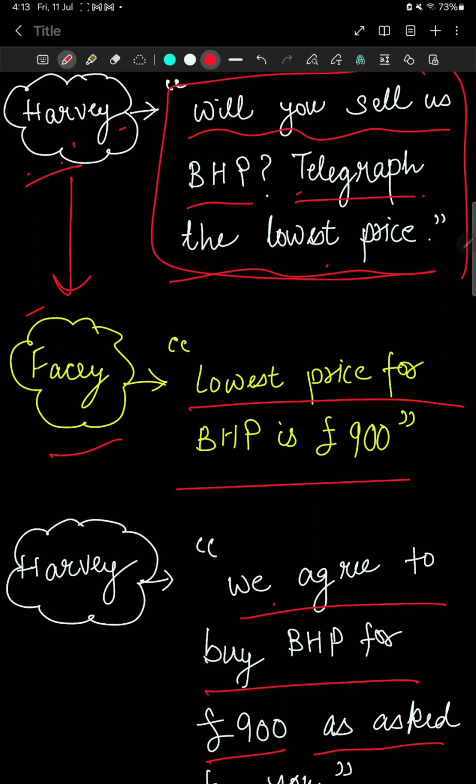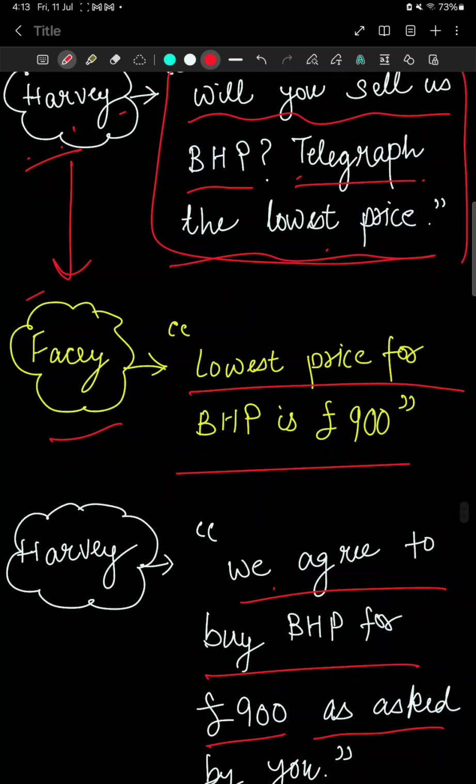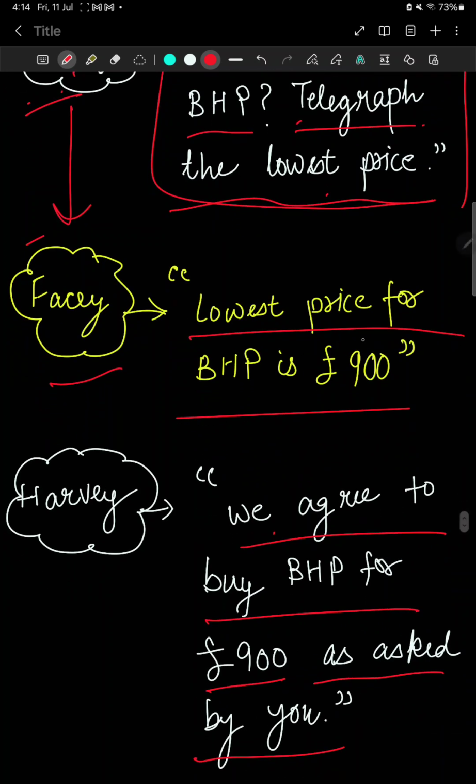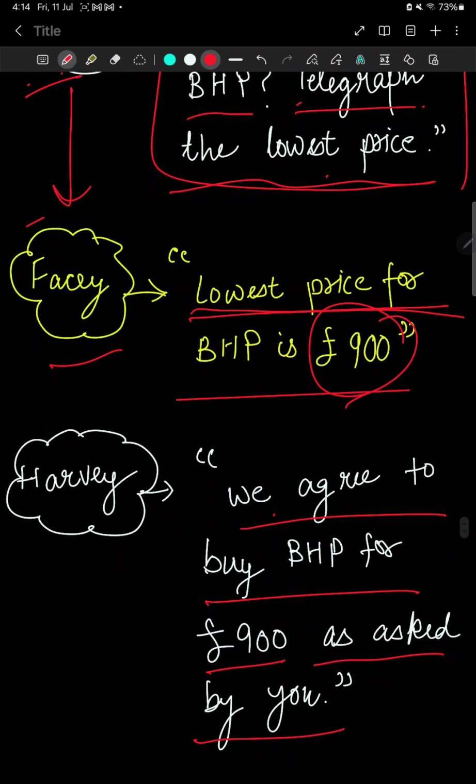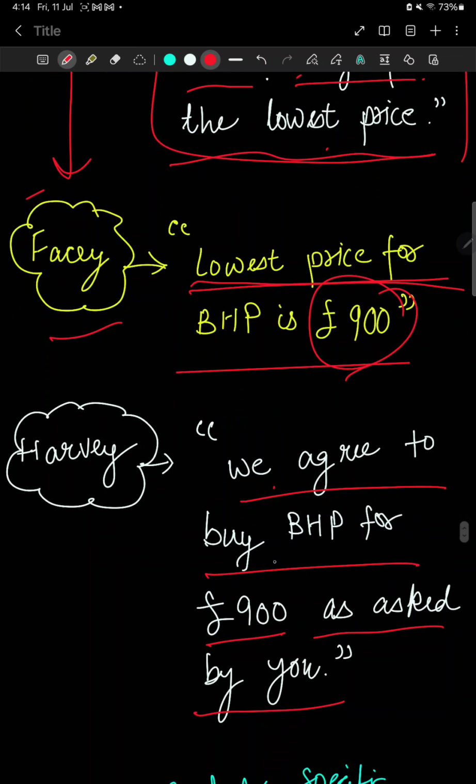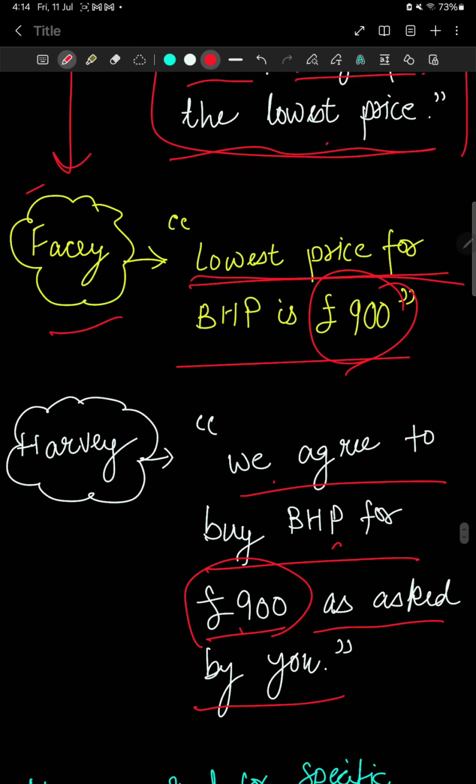Firstly, Harvey sends a message to Facey asking if he is interested in selling his property, and to tell us the lowest price for it. And then in reply, Facey tells him the lowest price, which is £900. And then Harvey says, okay, we agree to buy Bumper Hole Pen for £900. And now Harvey goes to the court.